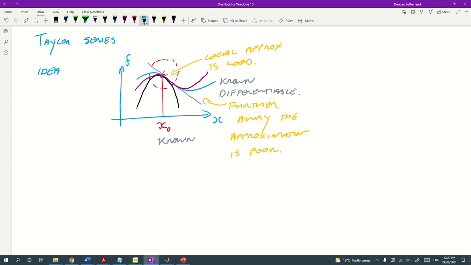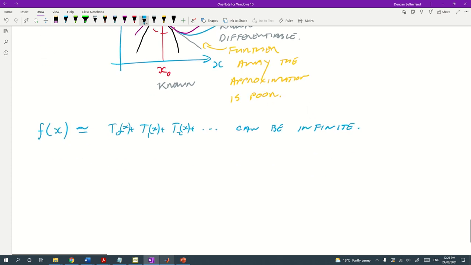What you end up with is an approximation. I'll still write an approximation. You end up with term 0, term 1, plus term 2, plus dot dot dot, right? These are all functions of x of some form, and this can be infinite. So an infinite sum is called a series, if you like. There's a few more conditions on them than that, but if you've got an infinite number of terms here, you've got a series. If you've got some finite number of terms, you've got what's called a Taylor polynomial.